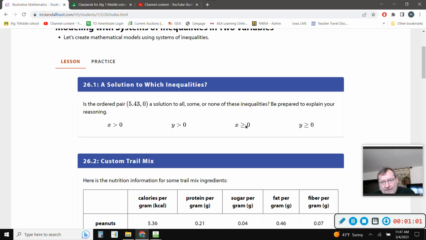Is x greater than or equal to 0? Yeah, that is greater than or equal to 0, so that one will work as well. Y greater than or equal to 0? Yes, y is greater than or equal to 0. So of these, 1, 2, 3 work, but this one doesn't. That one is out.